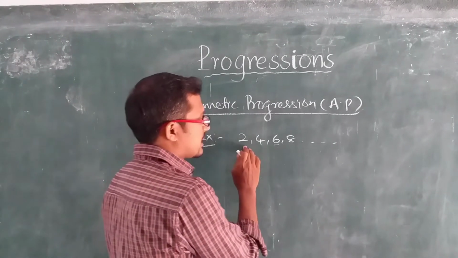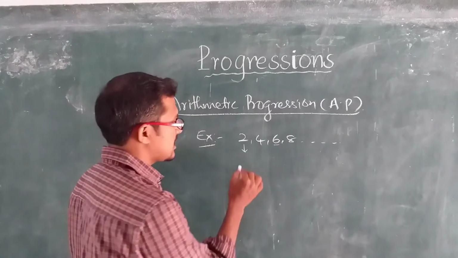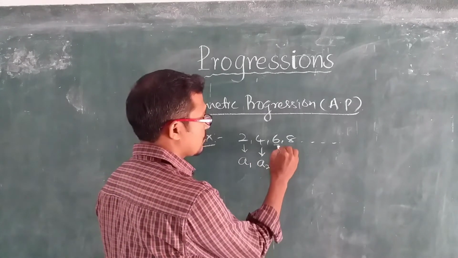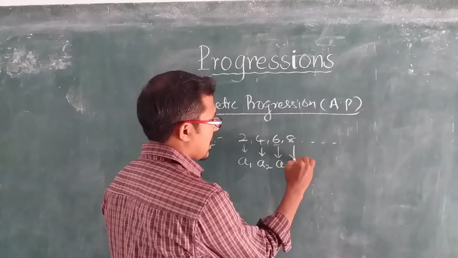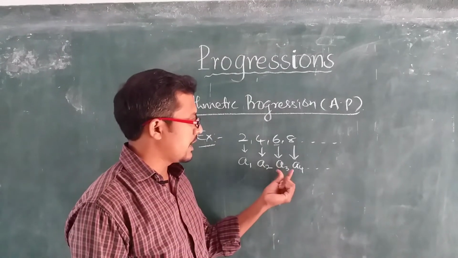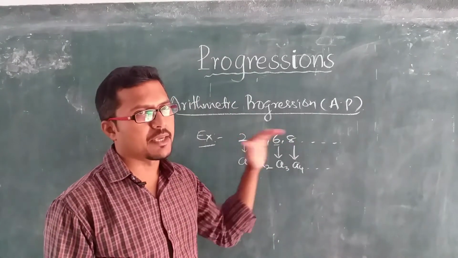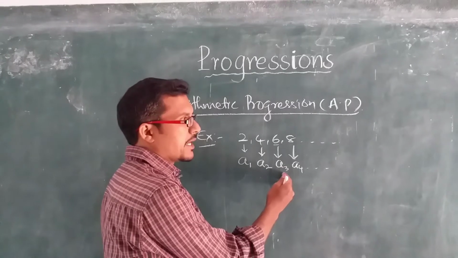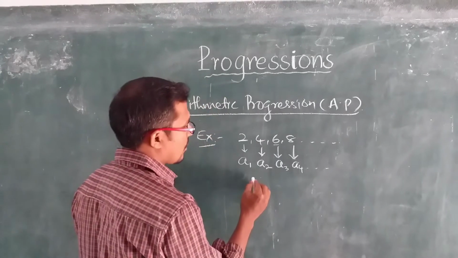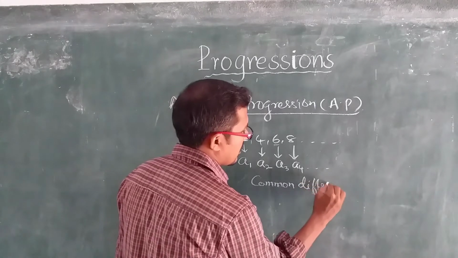The terms are called as follows: this is the first term, A1, this one is A2, this one is A3, this one is A4 and so on. A1, A2, A3, A4 and so on are all the terms in the AP. Every term can be obtained by adding a fixed number. The fixed number is called the common difference.